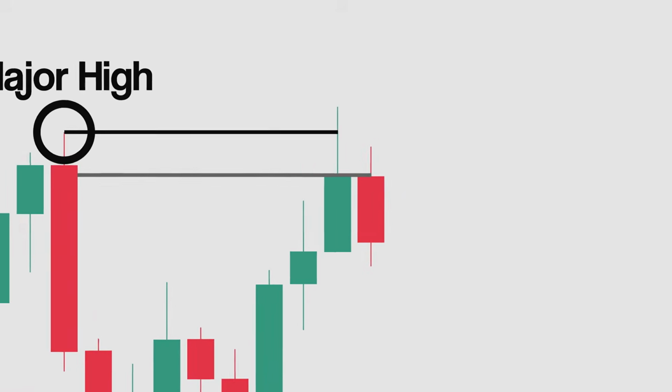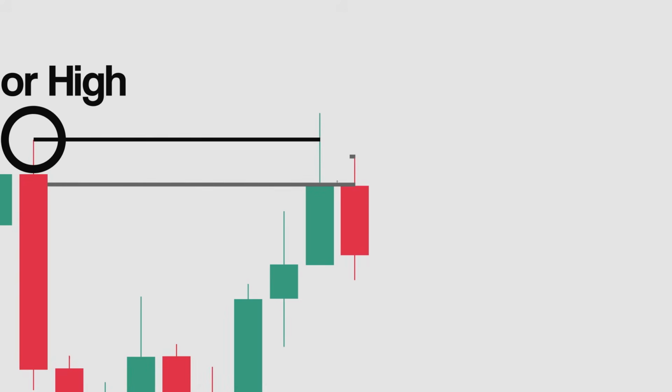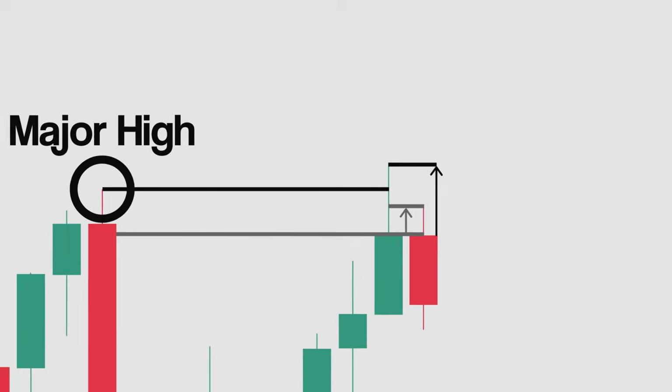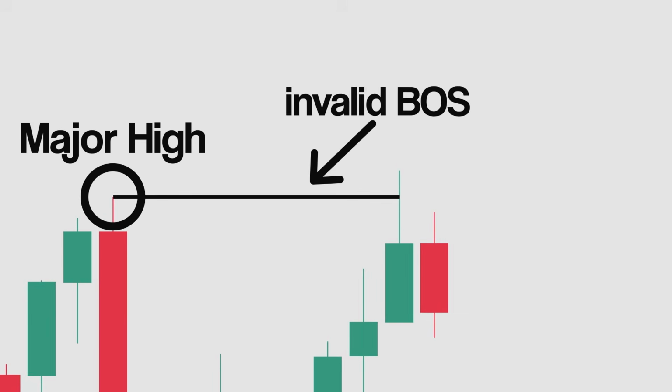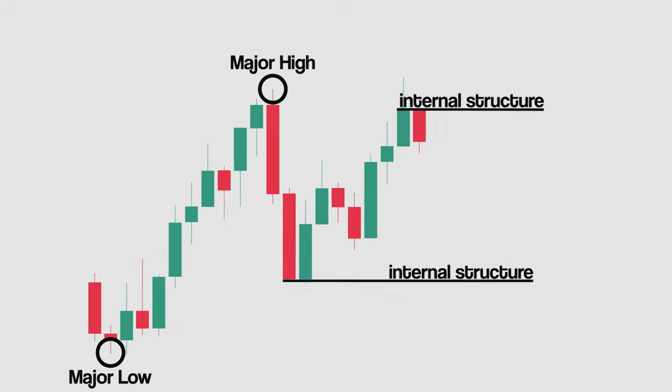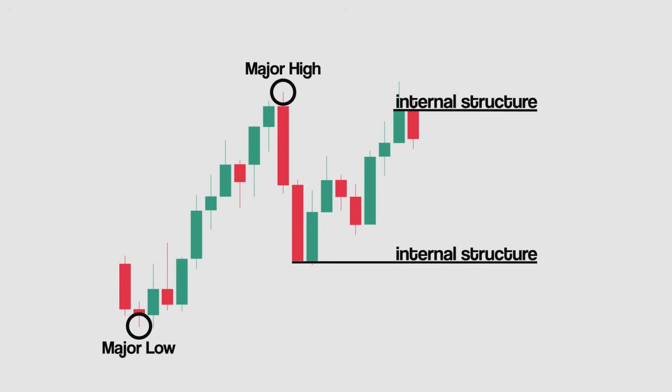If the next candle closes below the major high, and its wick does not exceed the wick of the previous candle, then this entire attempt is considered an invalid break of structure. The highs and lows formed during this movement remain part of the internal structure, not the external structure.